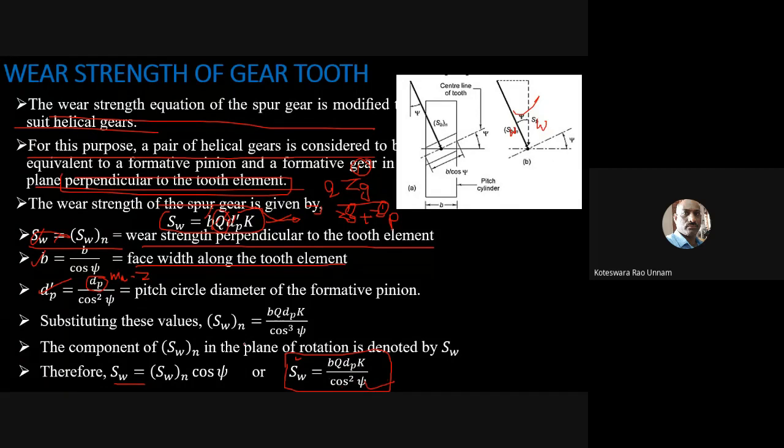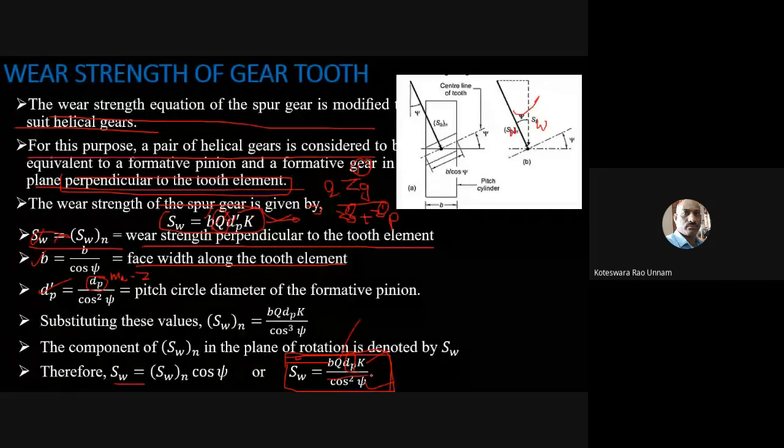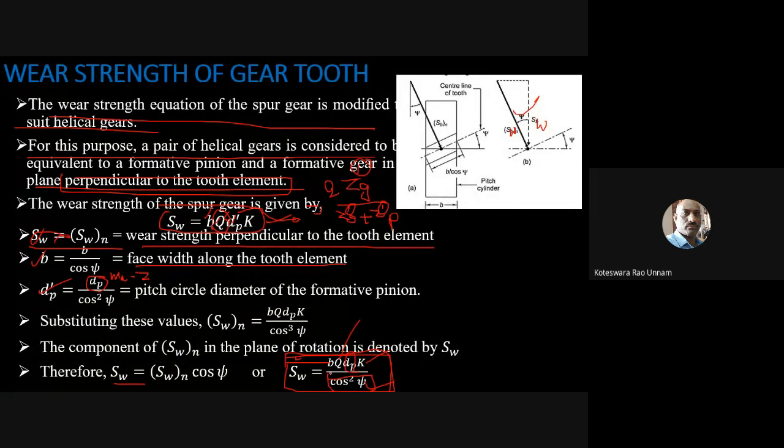So this is going to be the equation for your wear strength equation for a helical gear. Again, you compare: K remains K, B remains B, Q remains Q, and dP is the pitch circle diameter dP. So it remains the same. It is similar to the previous problem, but the only thing is you have an additional term, cos square psi, in the equation.